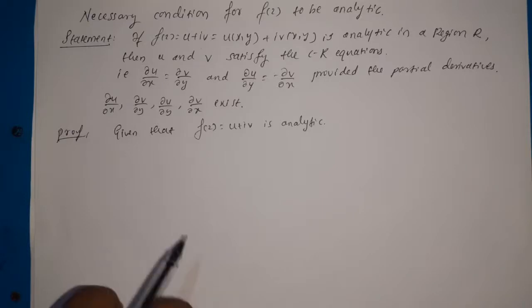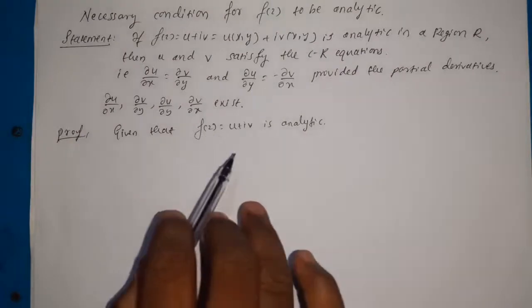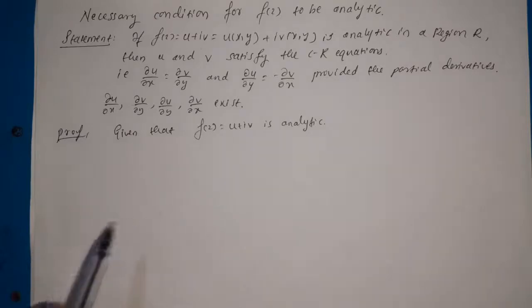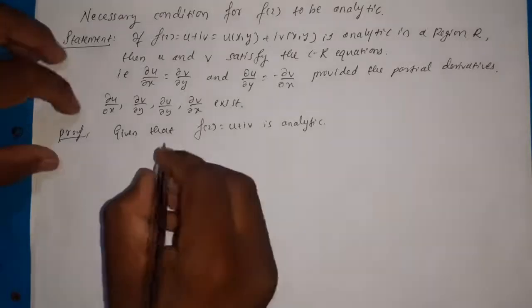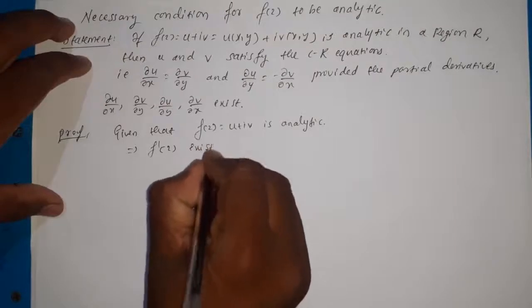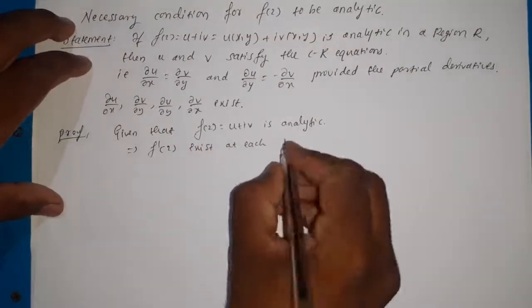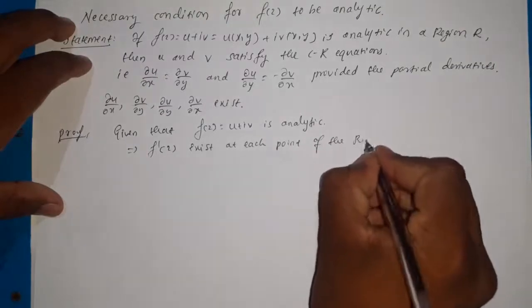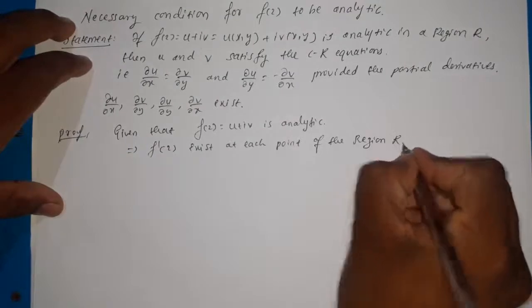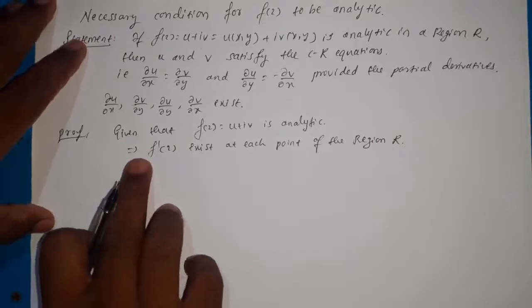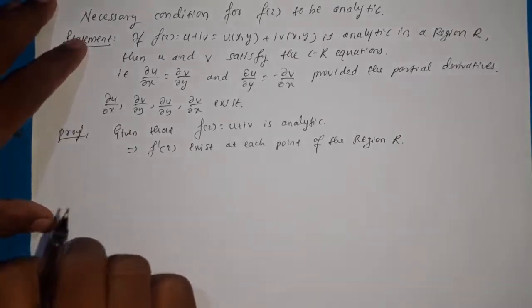So therefore here it is given that f of z is analytic, means the function is differentiable at each point in the region R. The function is differentiable means f dash of z exists at each point of the region R. So means at each and every point of the region R, the function is differentiable. It implies f dash of z exists.